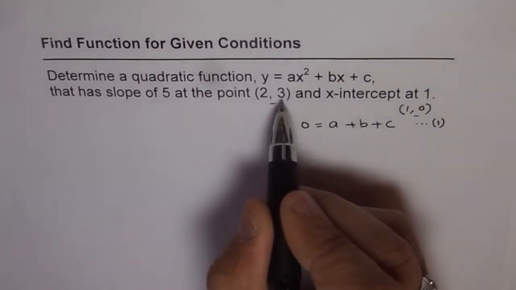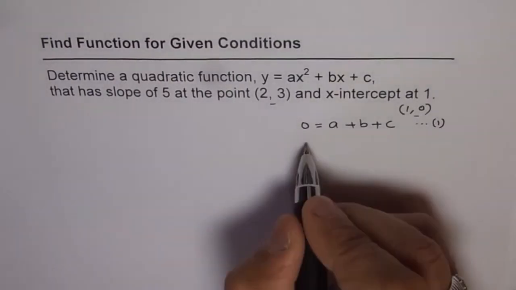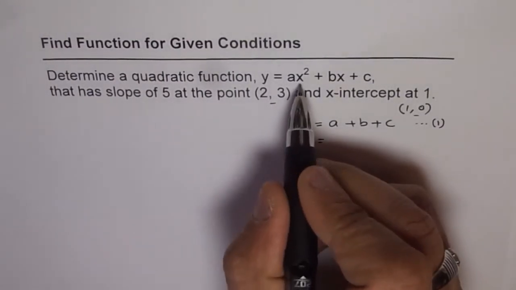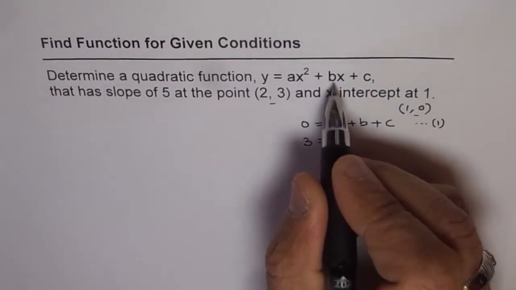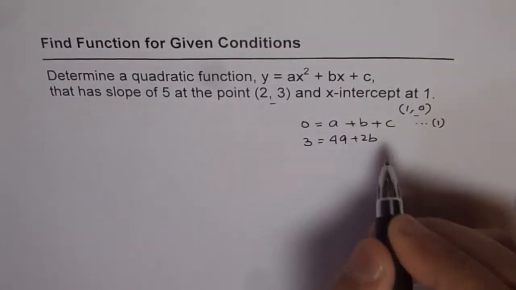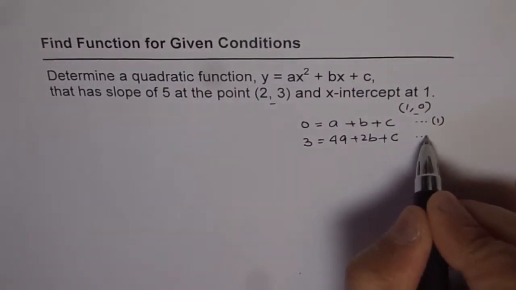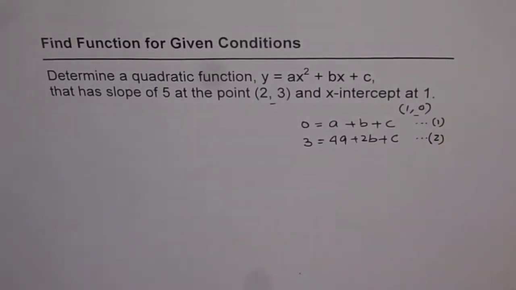Now the point (2, 3) is also on the curve. So 3 is the y value, so I get 3 equals, and if I put 2 here for x, 2 squared is 4, so I get 4a plus 2b plus c. And that is my second equation.